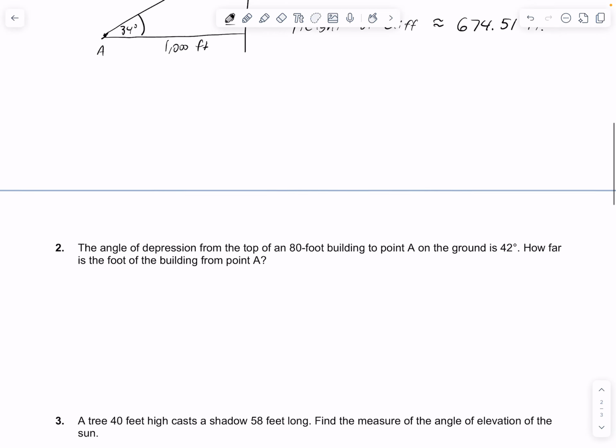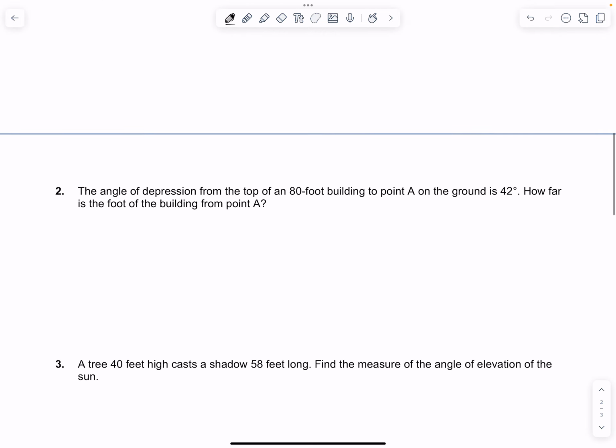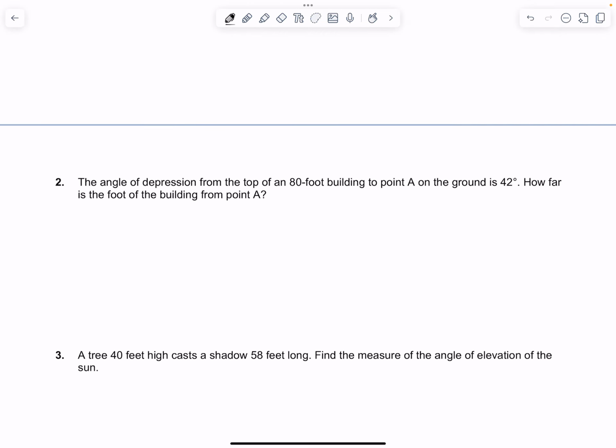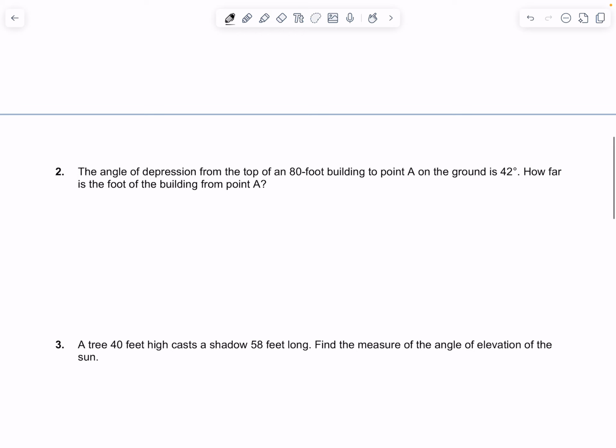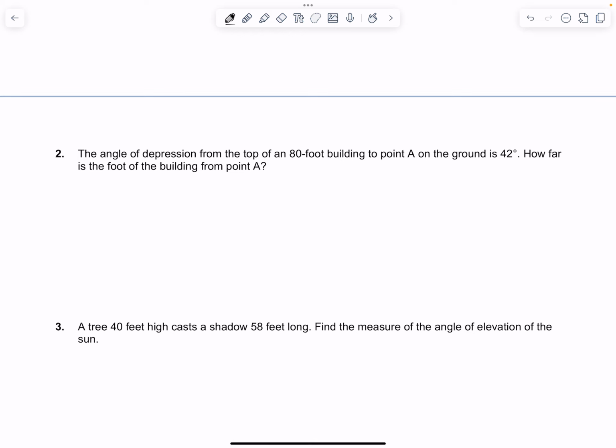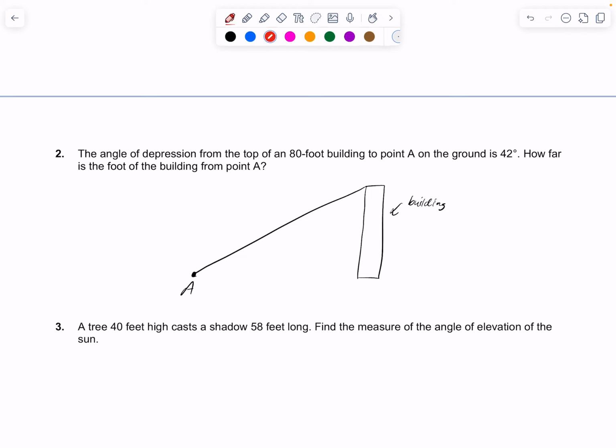I'm going to do two more, number 2 and number 3, and I'll let you look at the key for 4 and 5. So the angle of depression from the top of an 80-foot building to point A on the ground is 42 degrees. So I'm going to draw my building. All right, so here's the building, and it says from the top to a point on the ground. Here's point A. And for that angle of depression, I'm going to draw that horizontal line to make my angle of depression, which tells me this angle is 42 degrees.